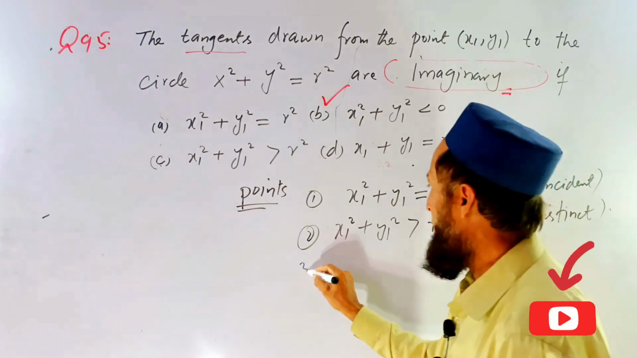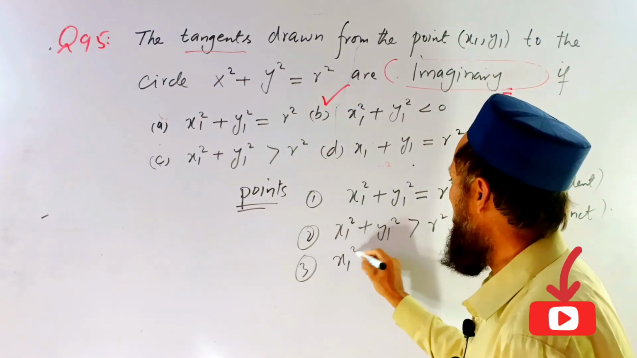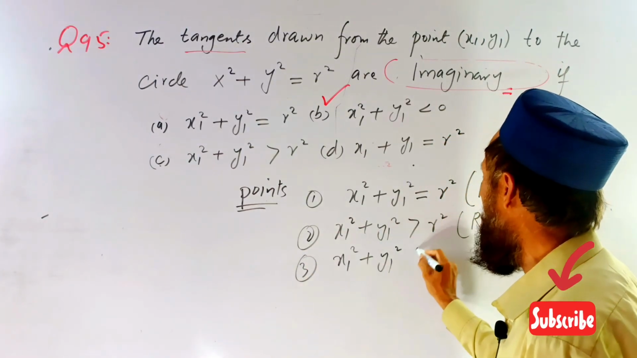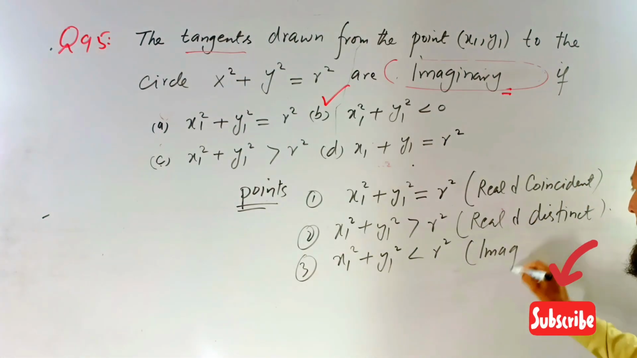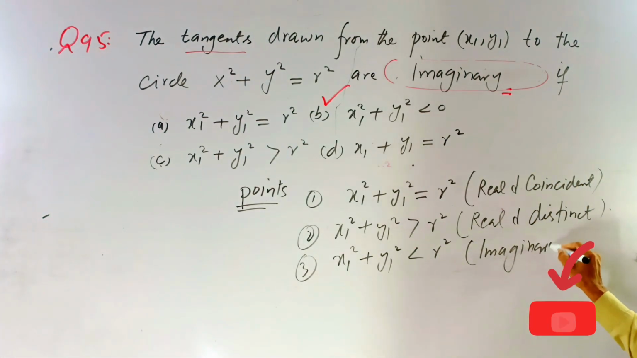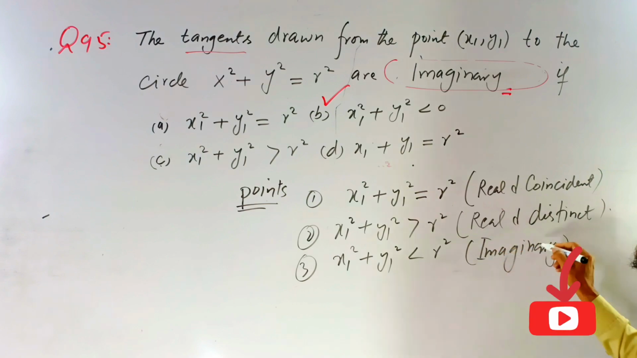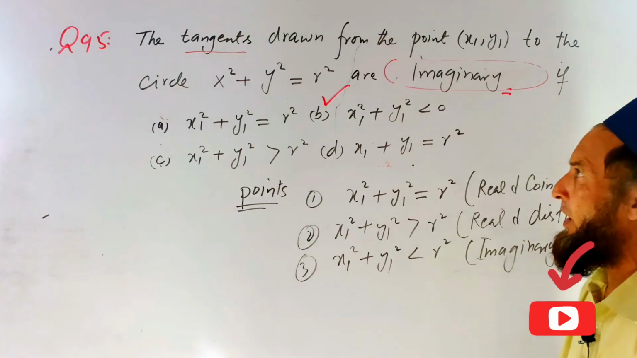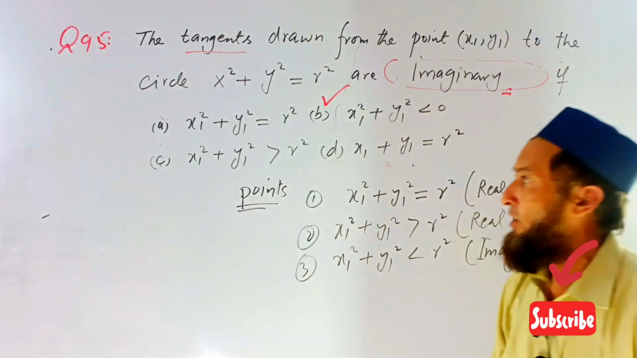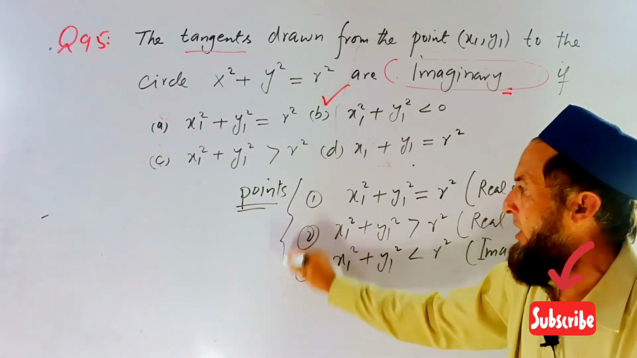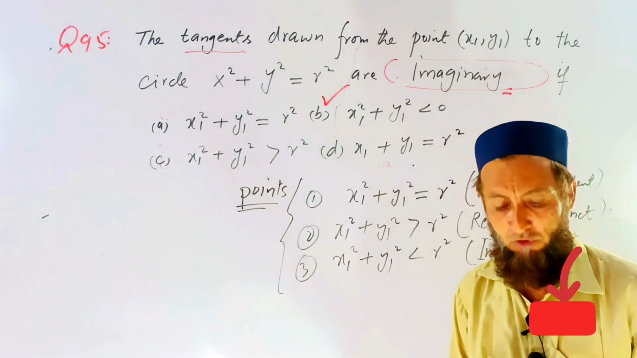And the third point is x1 square plus y1 square is less than r square, so that will be imaginary. So keep in mind, students, these 3 points are very important. If any point is tangent to the circle, keep these 3 points in mind for the MCQ.